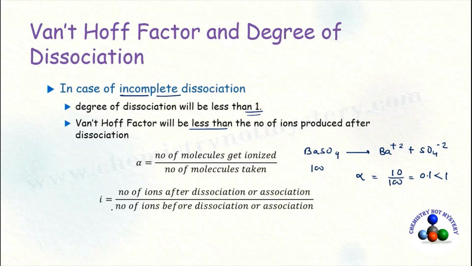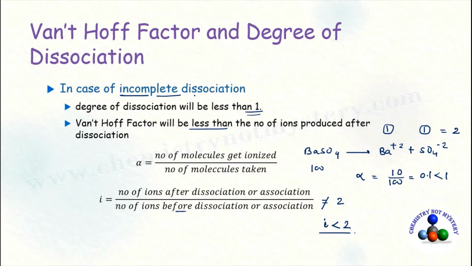I is equal to the number of ions after dissociation divided by the number of ions before dissociation. After dissociation, one Ba2+ ion and one SO4 2- ion are produced, which is equal to 2. Here I will not be equal to 2. It will be less than 2 as it undergoes incomplete dissociation.